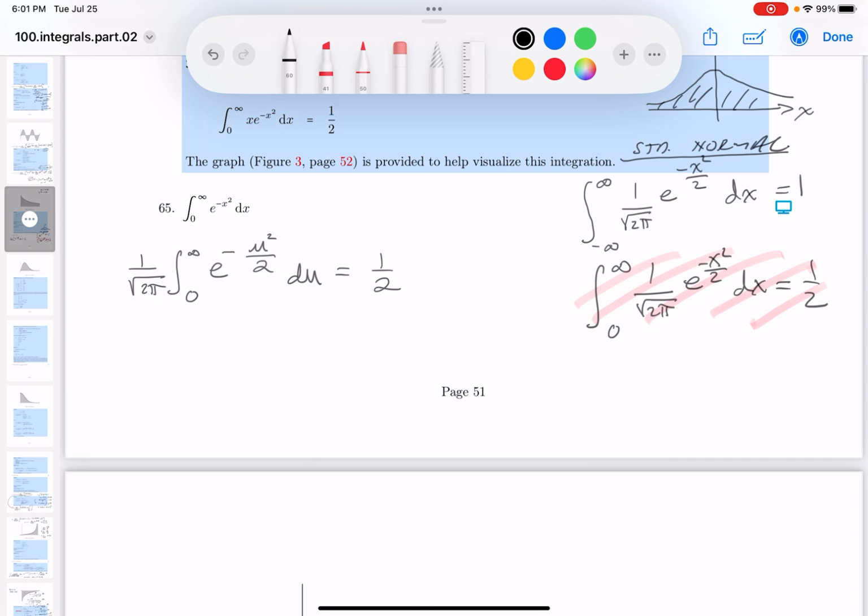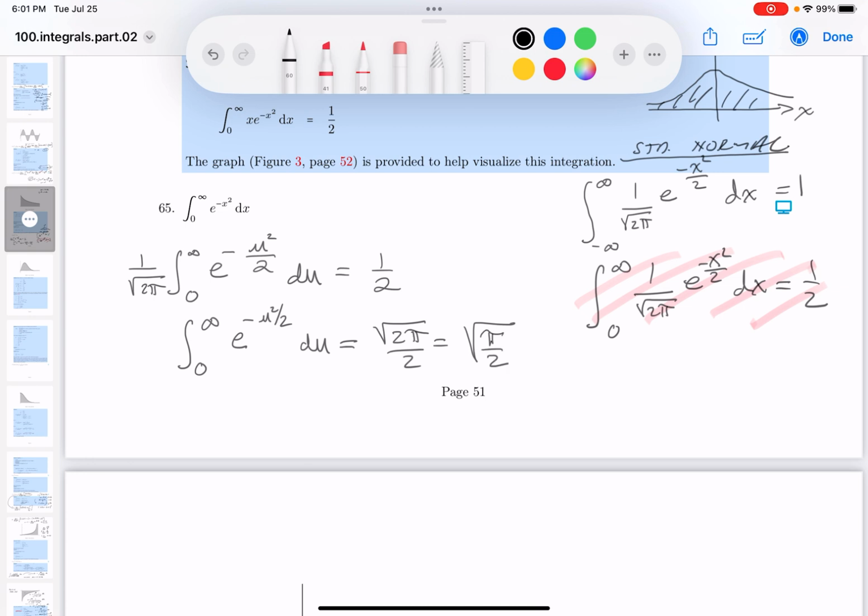I know that much. Right, so what I'm going to do now is multiply both sides by the square root of 2 pi. And what do you get? You get the integral from 0 to infinity of e to the minus u squared over 2 du would be the root of 2 pi over 2. I can write that a little differently, as pi over the root of pi over 2.